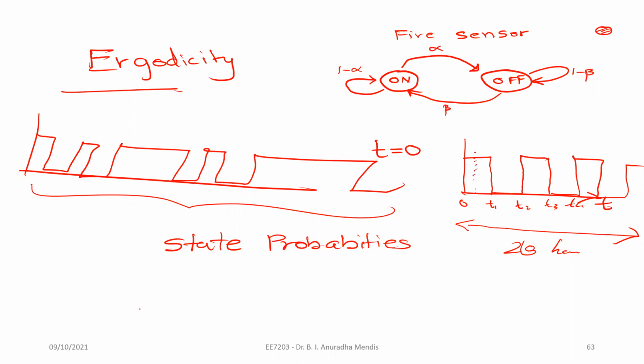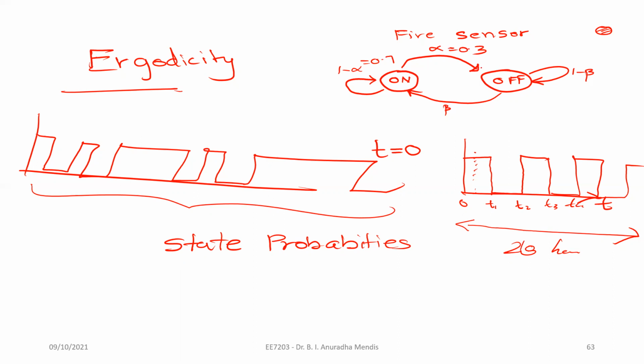We want to know, at a particular time, what is the probability that the system is on or off, or during one week what is the probability the sensor is on and off, something like that. So we need to find state probabilities. What we know are the state transitions. This alpha probability we know, maybe alpha equal to 0.3 here, so here 0.7. So those probabilities we know.